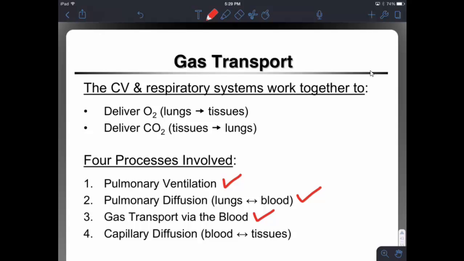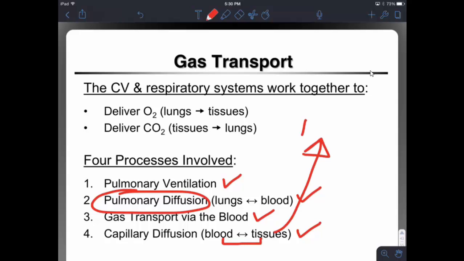And the last thing we're going to talk about is capillary diffusion. Okay, so capillary diffusion is like pulmonary diffusion. It's the diffusion of the gases, but instead of between the lungs and the blood, we're talking about diffusion of oxygen and CO2 between the capillary blood and the tissues. And for us, the primary tissue that we're talking about is muscle tissue.